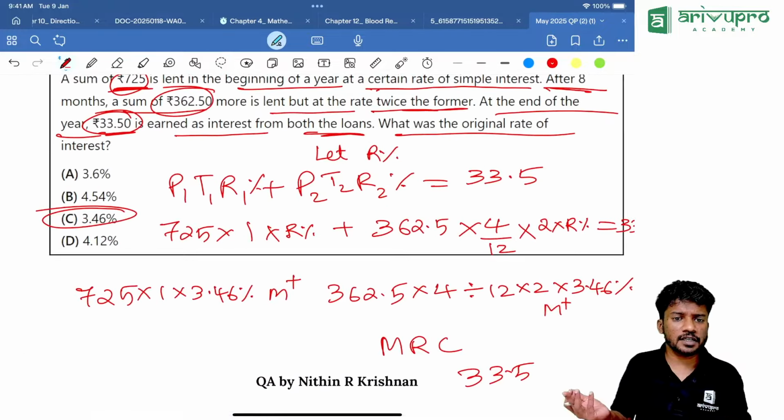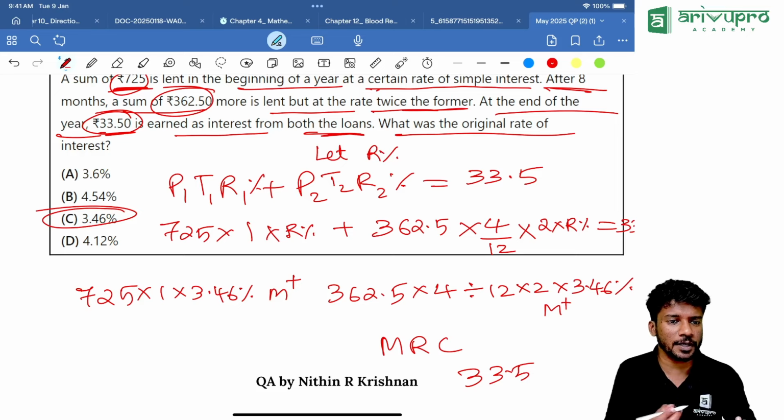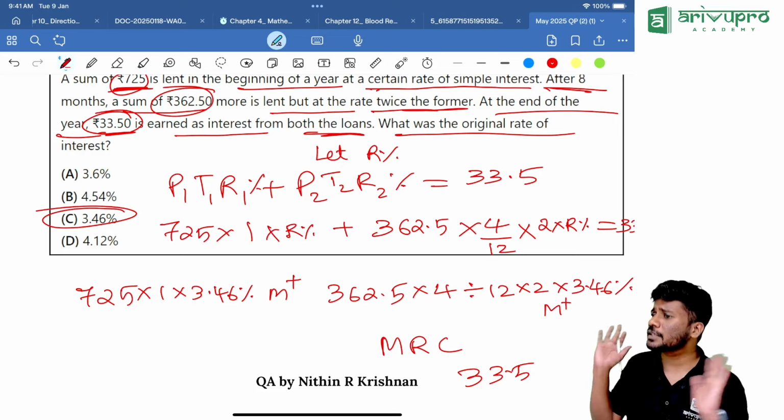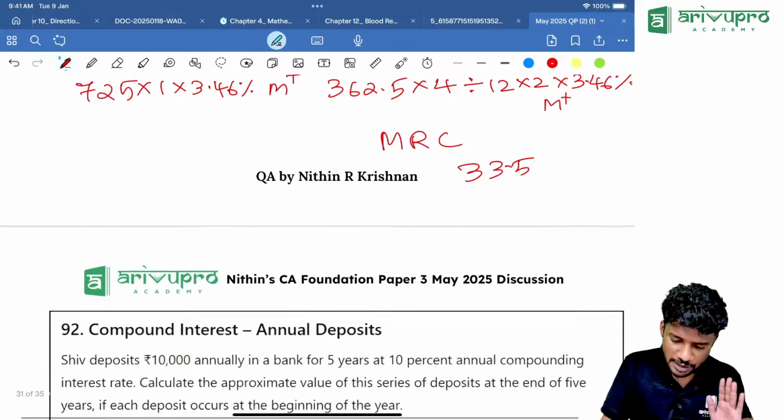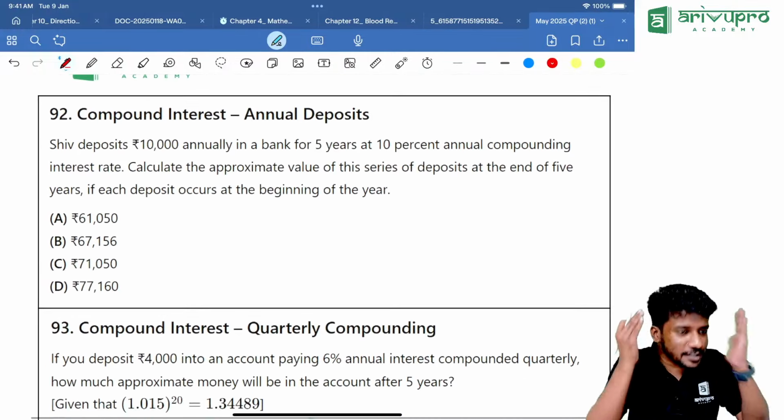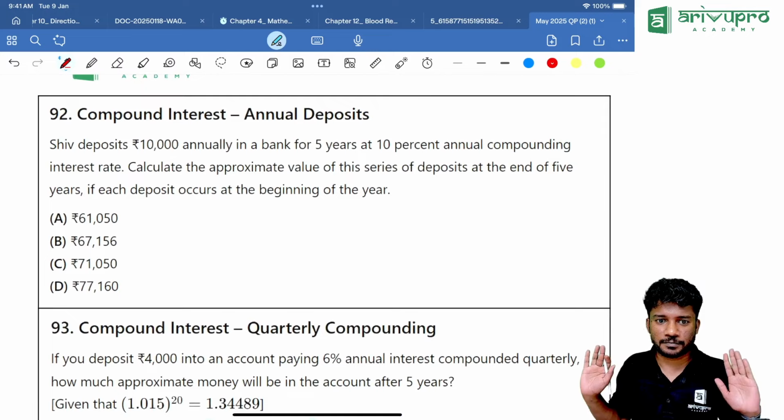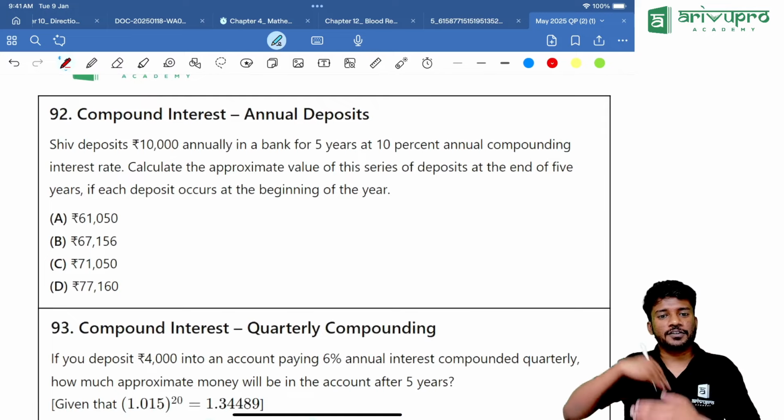Any method is fine. I am just telling one of the methods. Otherwise, how will you solve? You will take R percentage common, then you will get the answer. Any method is fine, up to you guys. Inside the exam hall, whatever method is coming to your mind, follow that. If that is not working out, go for the next method.